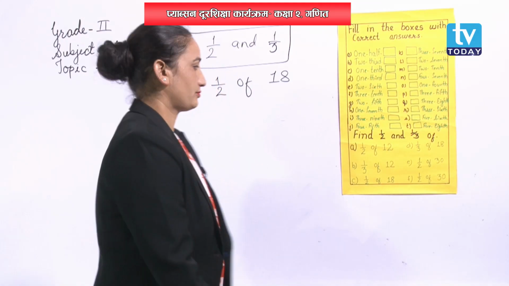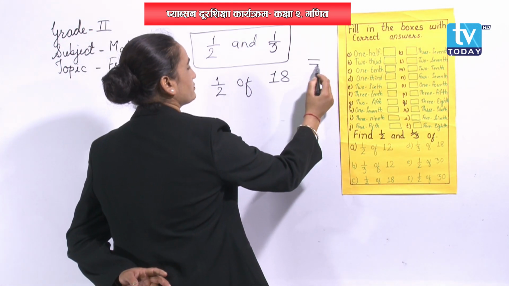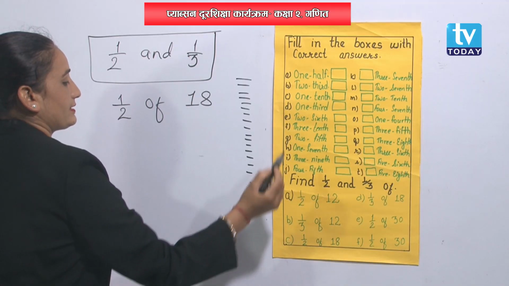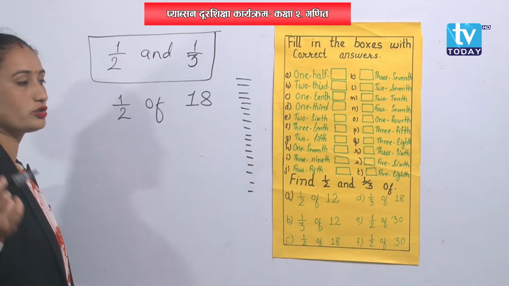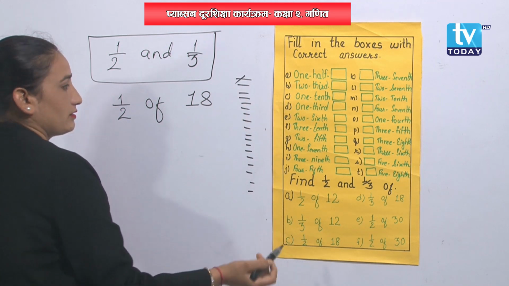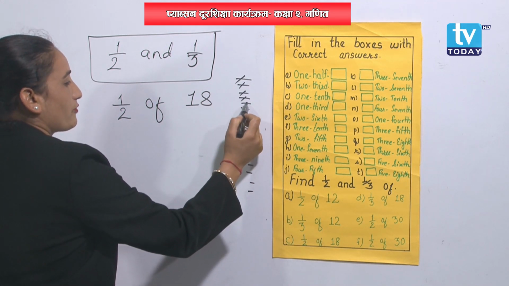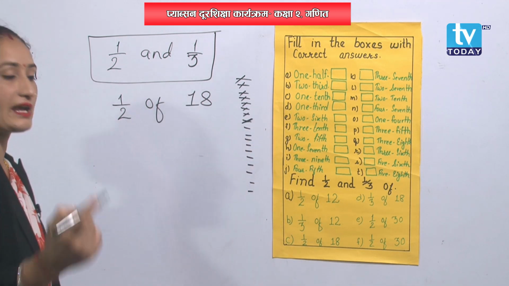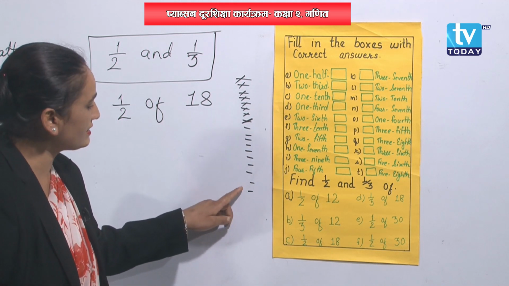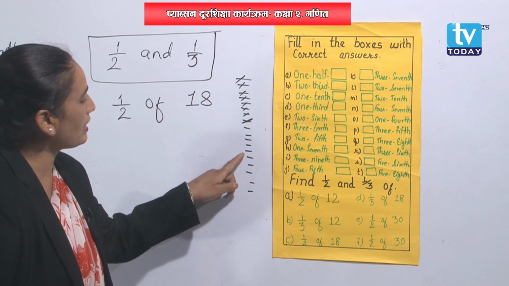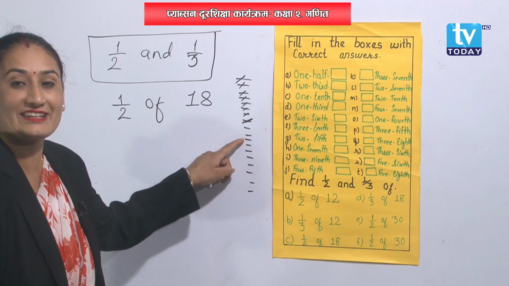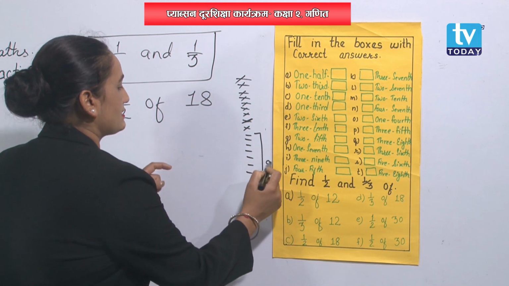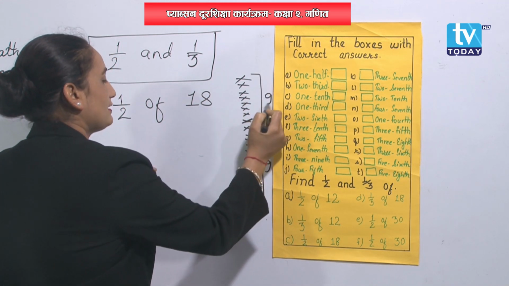Let's try it. Okay, let's count the number: 1, 2, 3, 4, 5, 6, 7, 8, 9, 10, 11, 12, 13, 14, 15, 16, 17, 18. I'm going to separate into 2 groups. 1, 2, 3, 4, 5, 6, 7, 8. I have taken 8 lines from down. Let's count it. 1, 2, 3, 4, 5, 6, 7, 8. Still 2 lines are left. 9, 9. Okay. That means one group has 9 lines and another group also has 9 lines.